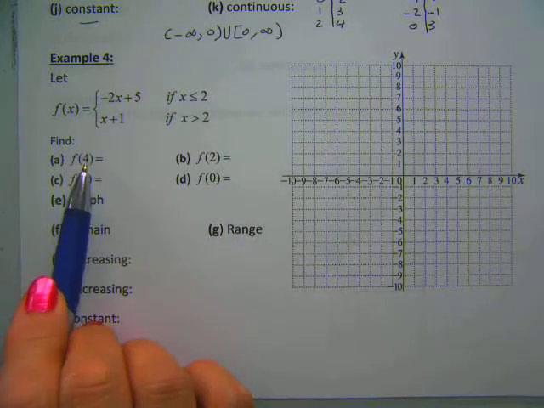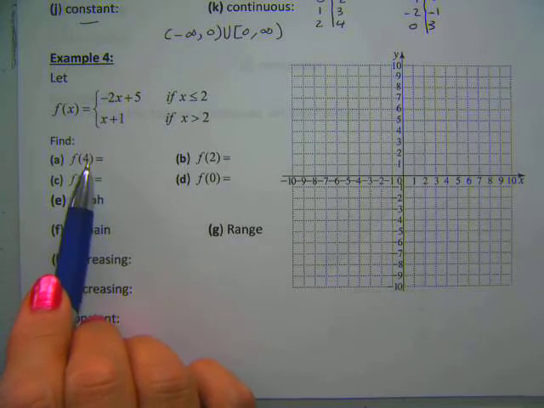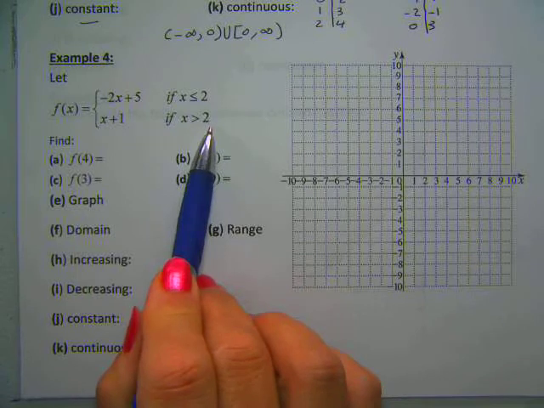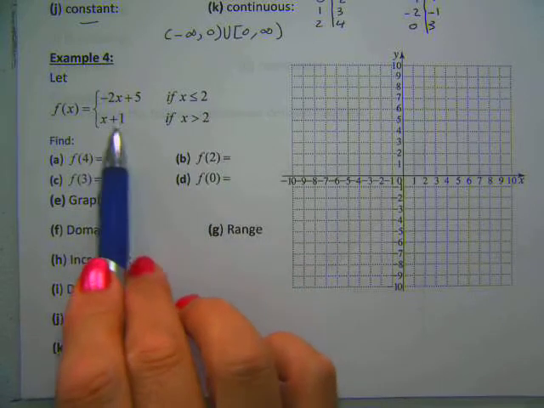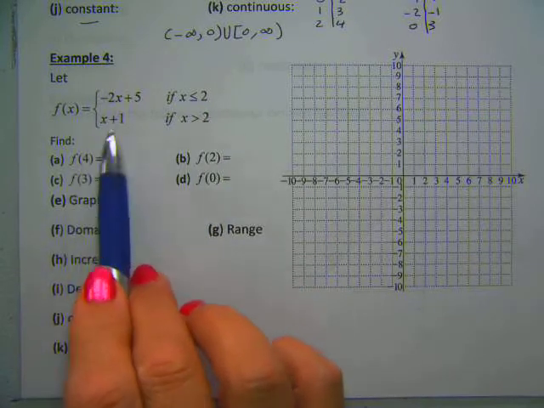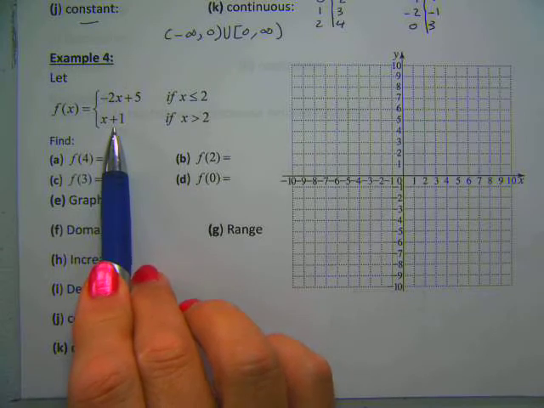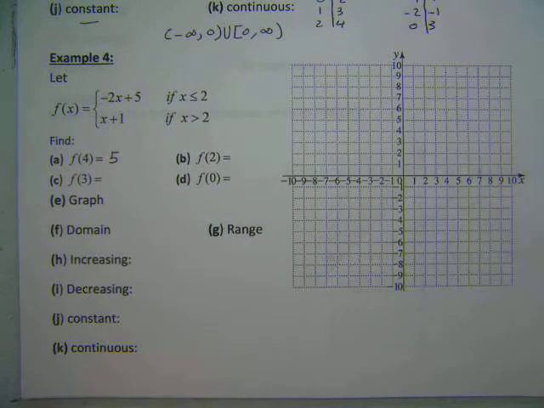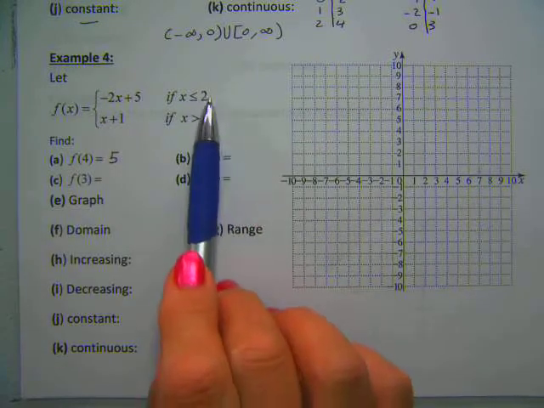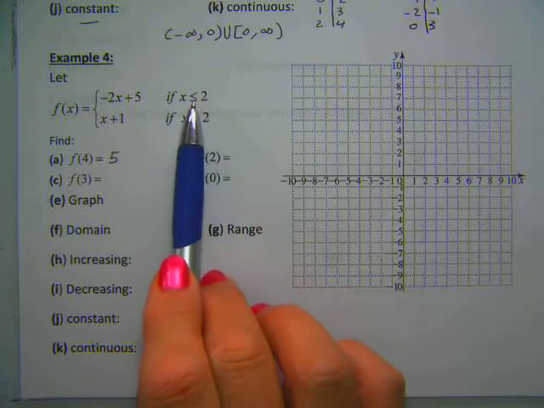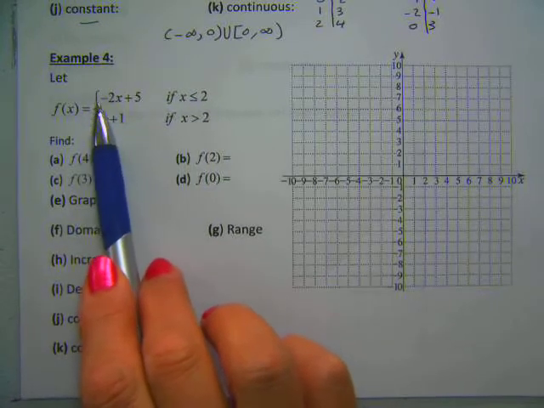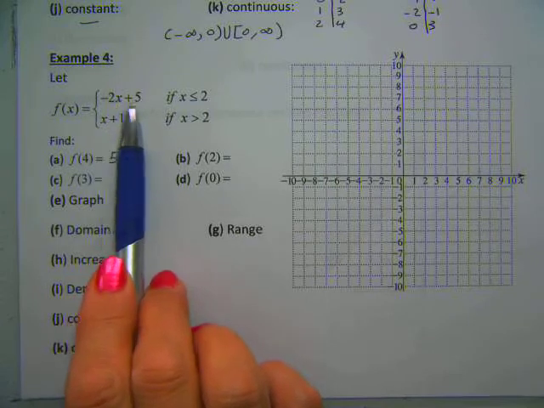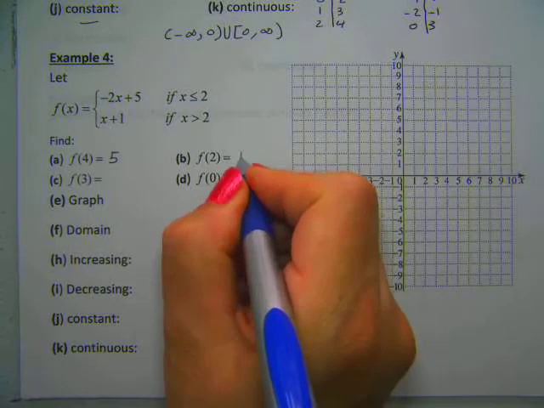So let's look at f of 4. Where does the 4 belong? Is 4 less than or equal to 2 or greater than 2? Obviously it's greater than 2, so we're going to evaluate this at this side of the function. So 4 plus 1 is 5. Now 2, where does the 2 belong? First or second? That's the equal part, so it belongs to the first. To evaluate this at 2, negative 2 times 2 is negative 4. 5 minus 4 is 1.